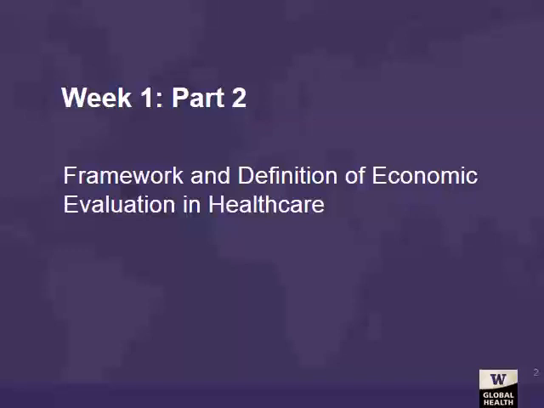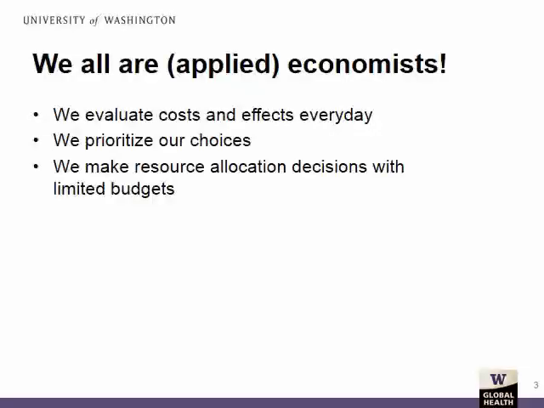So let's start out by discussing how, in many ways, all of us are applied economists. We make decisions every day that involve the balance between costs and benefits. We have to make priorities between competing choices, and we usually have a budget constraint because very few of us have unlimited amounts of money. Most of us have to work within a budget.